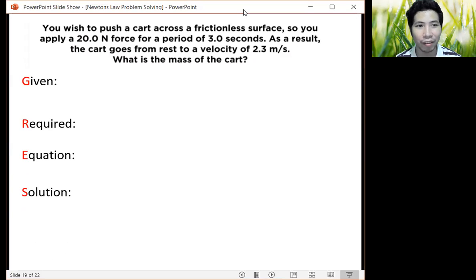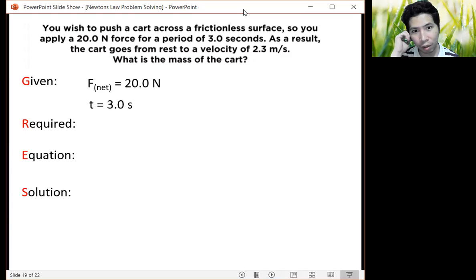So what is the given in this problem? First, we have the force, and the unit for force is Newton. And then we have 3 seconds. 3 seconds is a unit for time. According to this problem, the cart goes from rest to a velocity. So there is no acceleration but a velocity.